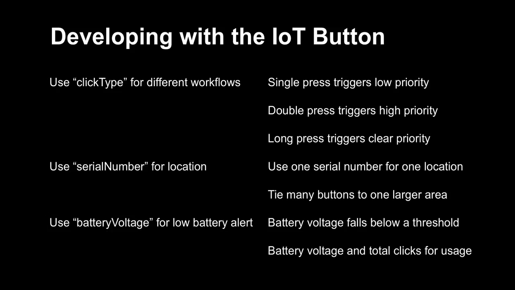You can also use a combination of the battery voltage and the total number of clicks to track usage. So you're seeing that certain buttons are used more heavily in a certain area of the floor versus another. Are you seeing people reordering more often from one geographic location versus another? So you can tie battery voltage with your specific usage to make different business decisions.